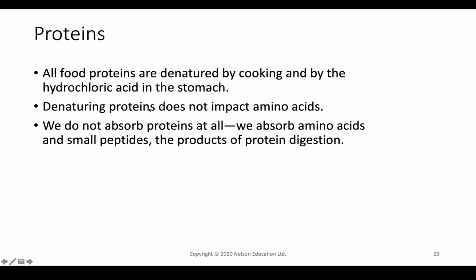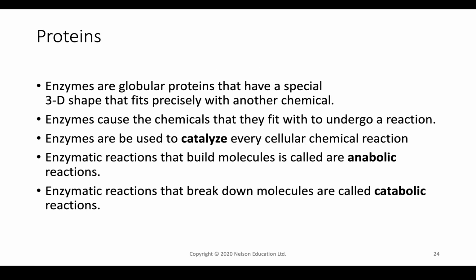Now, to be clear, while we're in the process of digestion, we are not going to be absorbing proteins across the intestinal wall. We are going to break down those proteins into their amino acids, right? We're not going to absorb the whole popcorn chain. We're only going to absorb individual pieces of popcorn and maybe small peptides, right? Two or three pieces of popcorn together. All of these are the products of the breakdown of protein digestion.